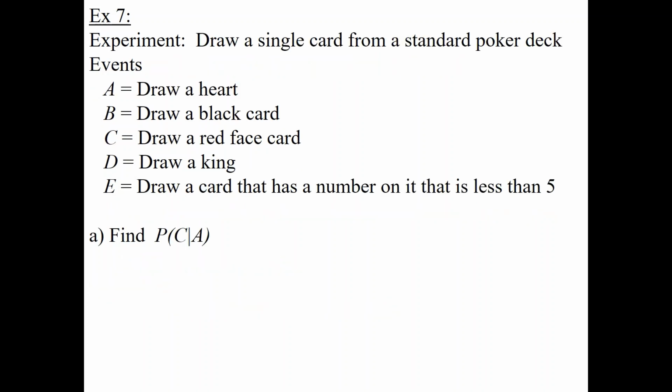Okay, so in this problem, they're asking you to find the probability of C given A. C is that you get a red face card, and A is that you draw a heart. So I want to think of what happens to the sample space. I'm only drawing 1, so imagine I have a deck of cards. I draw 1 card, I don't look at it, but I show you. And you tell me that A occurred. That means you tell me I drew a heart. As soon as you told me that I drew a heart, we have a new sample space. The new sample space is all the hearts.